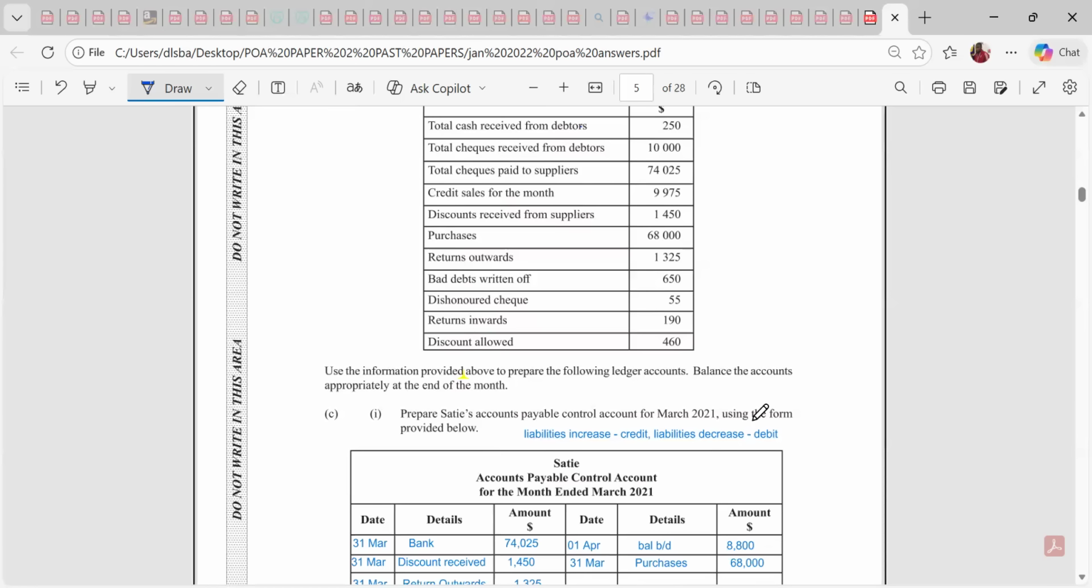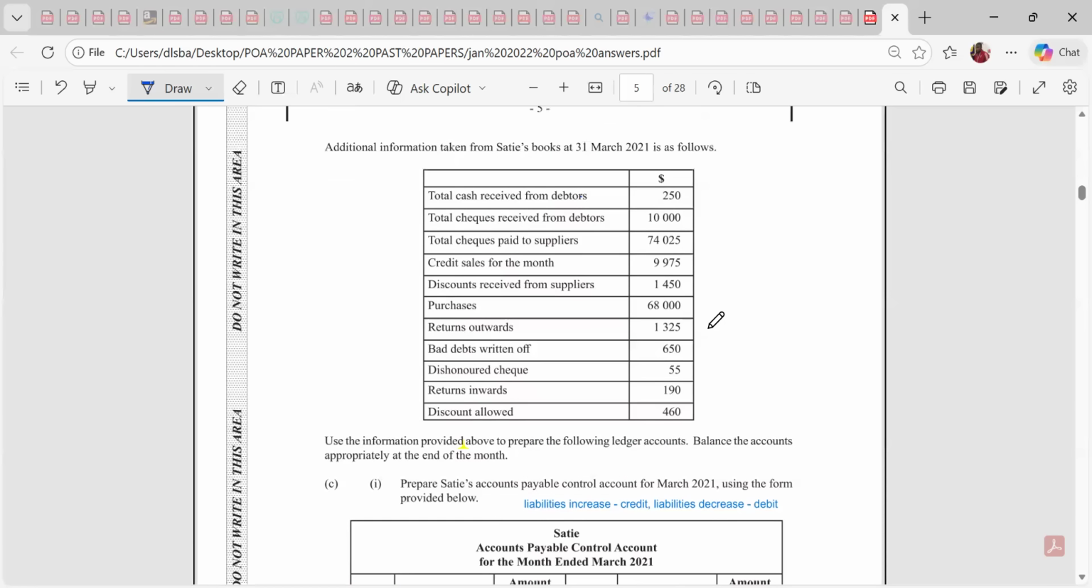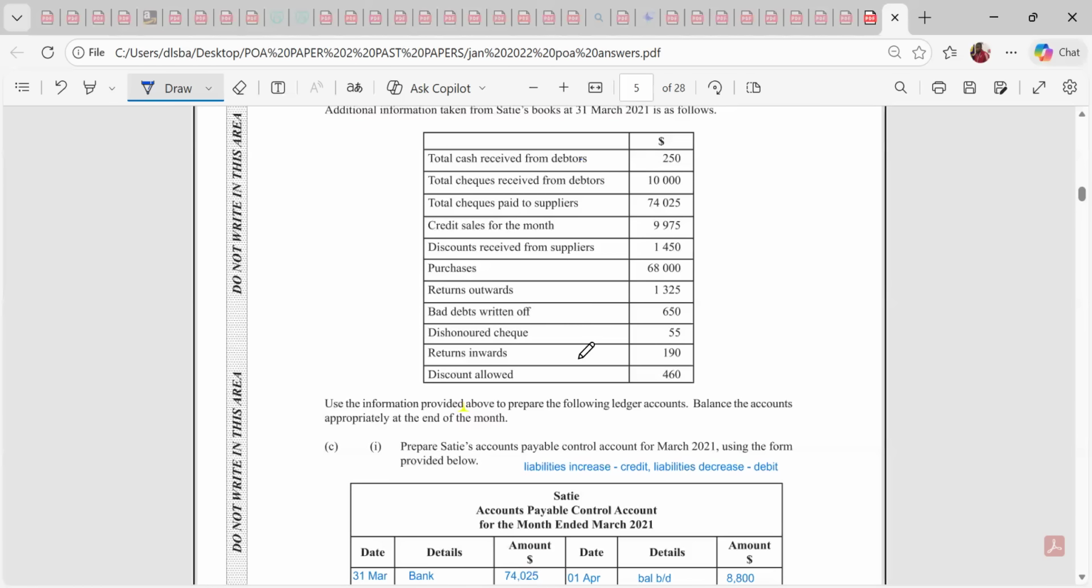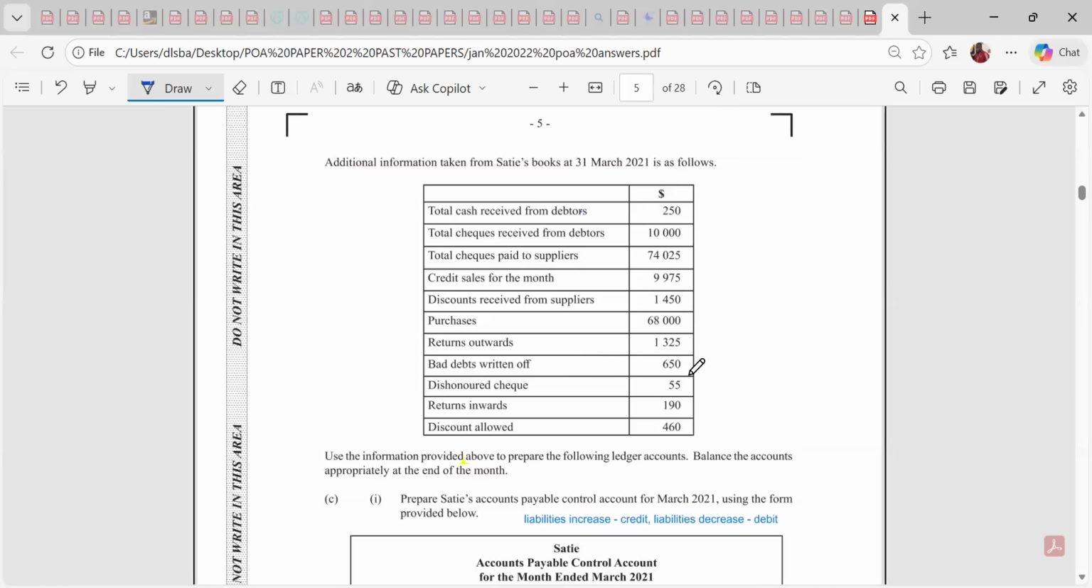When liabilities increase, you credit. Return outwards. If I return a good to you, do I have to pay you for it still? No. So it decreases. Return outwards, debit side. Bad debts, that's for your debtors. Dishonored check, that'll be for debtors. We're not going to be giving any dishonored checks. Return inwards, only customers can return goods to the company. That's not payables.